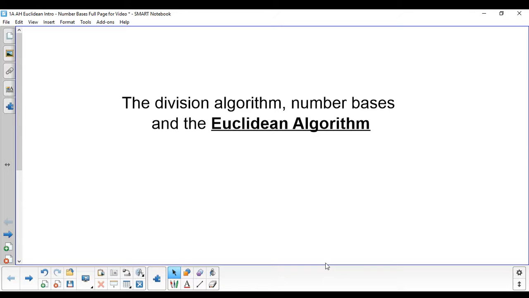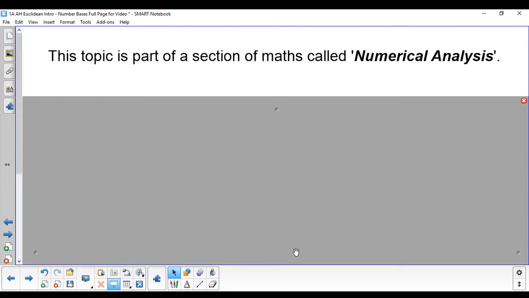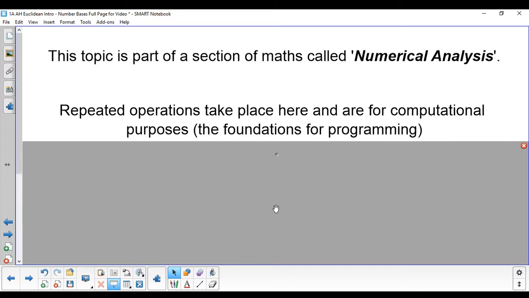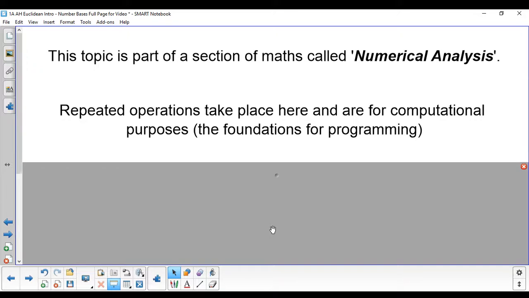Okay, our second chapter is to do with numerical analysis on number theory and something called the Euclidean algorithm that we will investigate and explore later. We're going to learn about how to use the division algorithm, how to convert number bases, and then how to use both of these skills to help us with the Euclidean algorithm as we progress through this topic. It's part of a section called numerical analysis, which means that you've got lots of iterations and repeated operations that take place here, and they're for computational processes and basically programming.